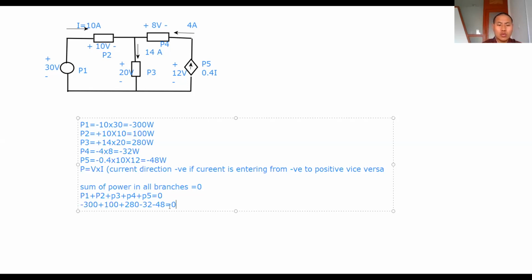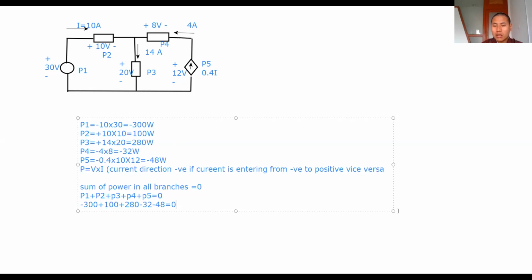This is how we should be doing the power calculation in the network. First we multiply the current and the voltage, and then we assign the sign depending on the current direction. We give negative if the current is entering from negative to positive, or positive if it is entering from positive to negative.